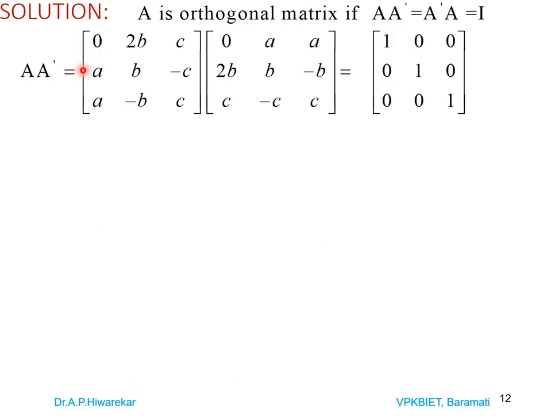So we actually take the product A into A transpose, where A is 0, 2b, c; a, b, minus c; a, minus b, c, and it transposes the first row as the first column, this row as this column, and the third row as the third column. So we get this, and that is equal to 1 0 0, 0 1 0, 0 0 1.